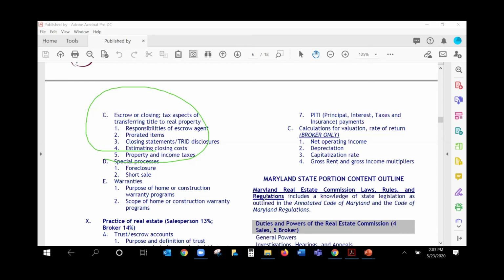The difference is closing in escrow, we don't do it in Maryland. So all that means is you and the seller never meet, you never get to exchange the keys, everything is done by a third party, and that's a closing agent, the escrow agent.